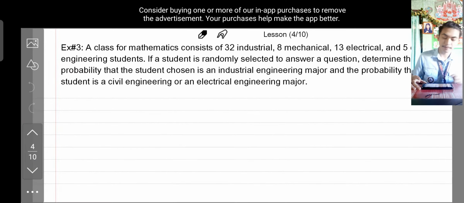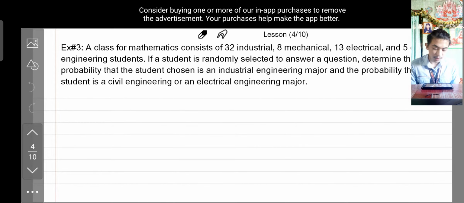Example number 3. A class for mathematics consists of 32 industrial, 8 mechanical, 13 electrical, and 5 civil engineering students. If a student is randomly selected to answer a question, determine the probability that the student chosen is an industrial engineering major and the probability that the student is a civil engineering or an electrical engineering major.